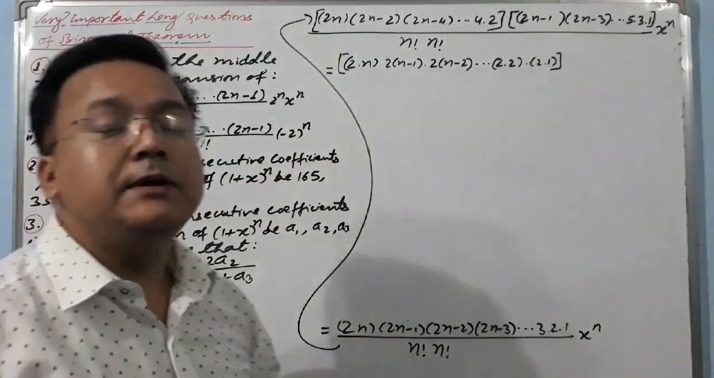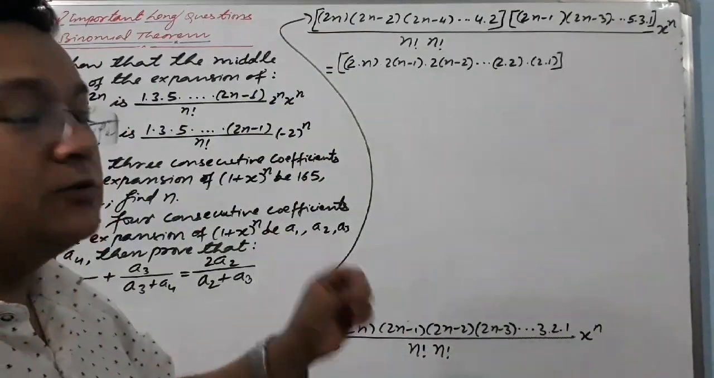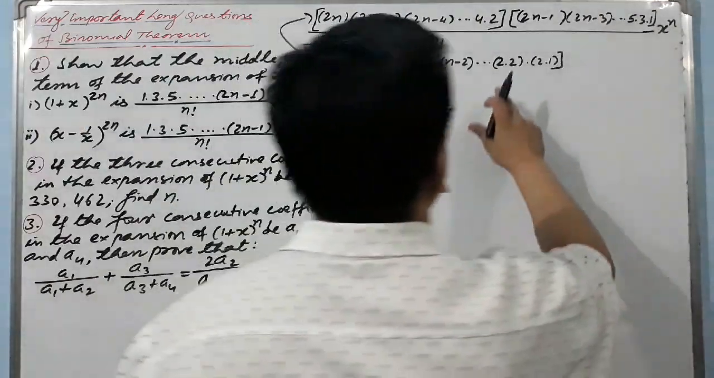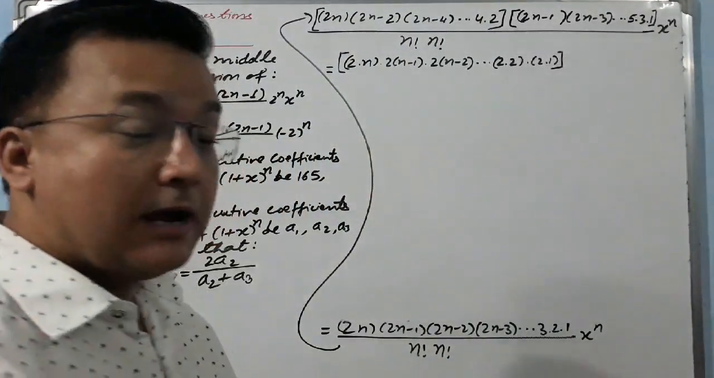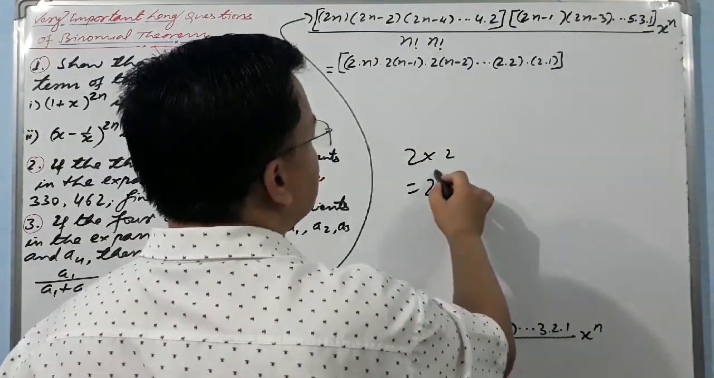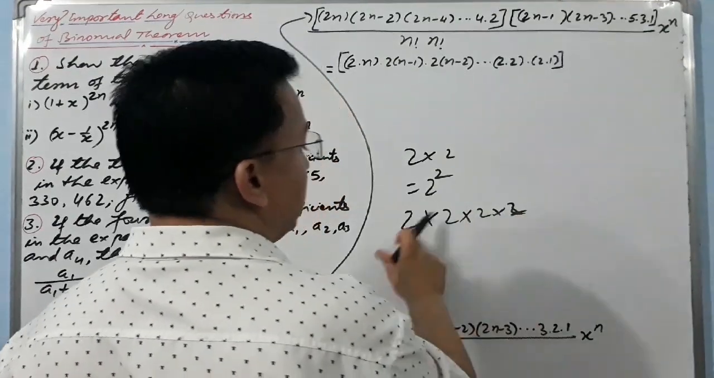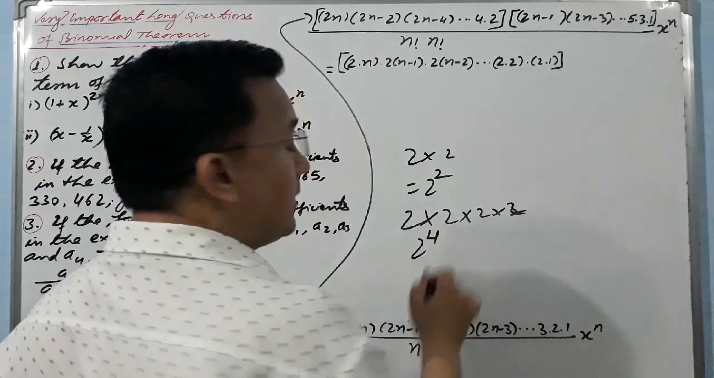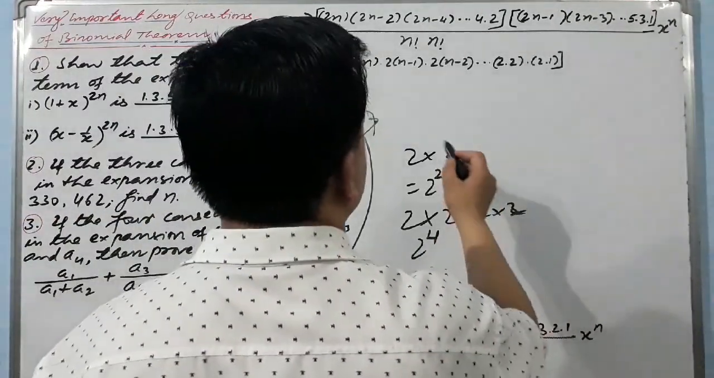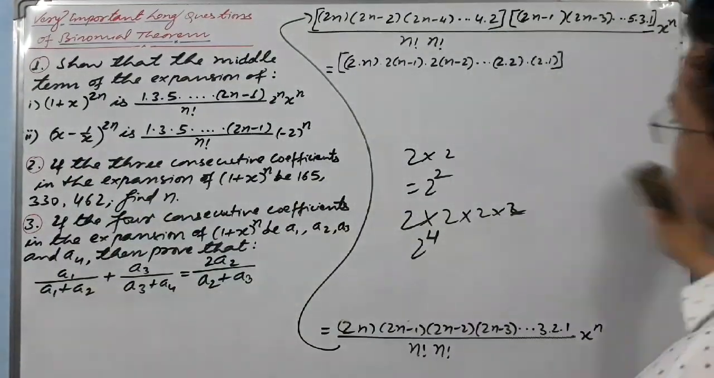So you know, we have here n terms. If 2 times 2, then 2 raised to power 2, you may write down. If we write 2 times 2 times 2, how many times we have? 1 2 3 4, we can write down 2 raised to power 4. If we write down up to n terms, then you can write 2 raised to power n. Alright, so I think you understood.